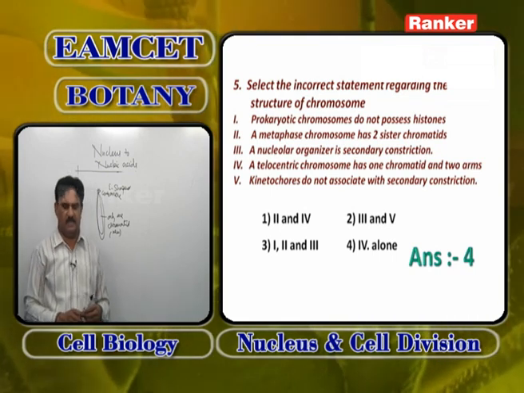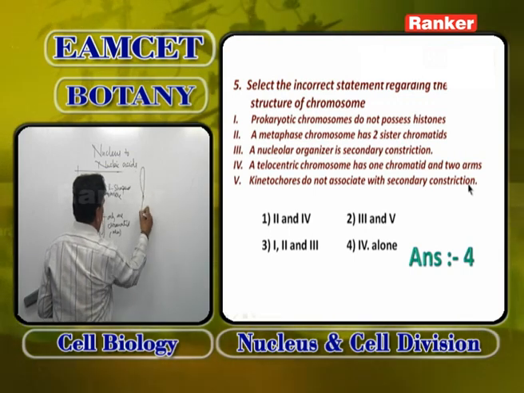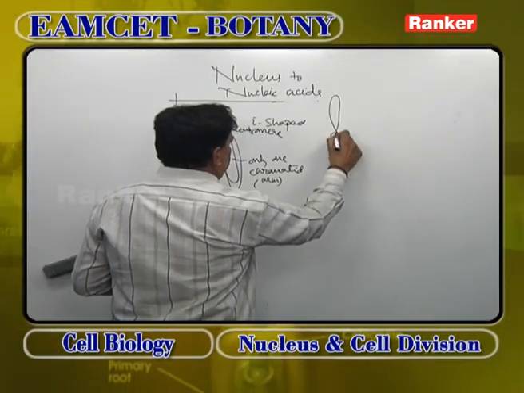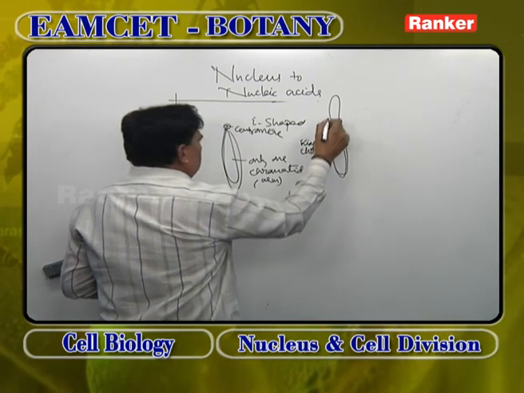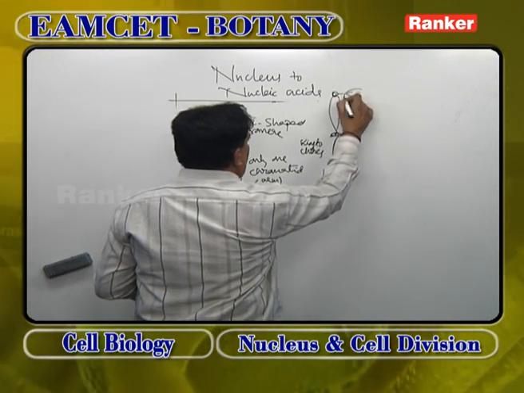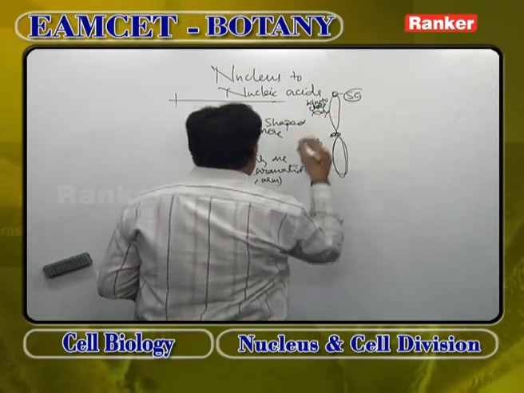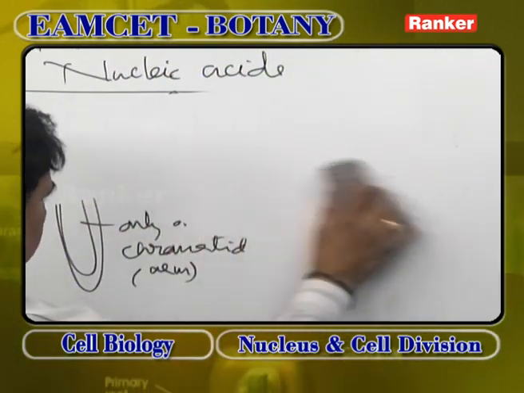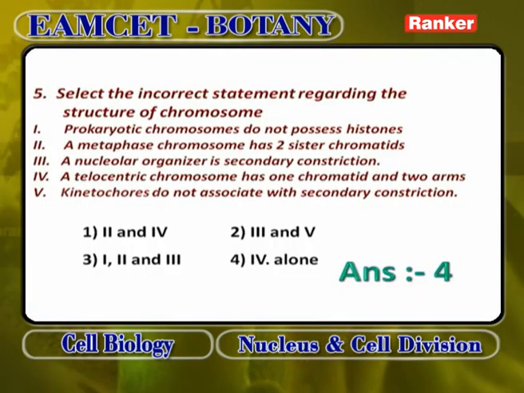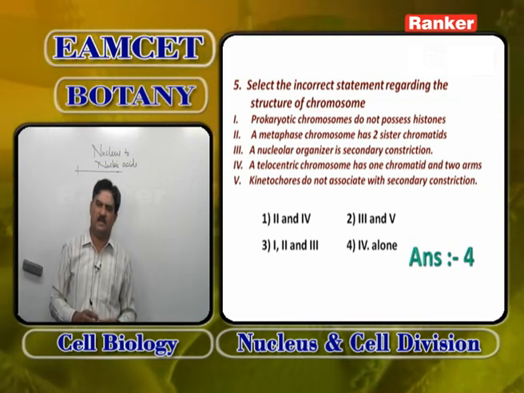Kinetochores do not associate with secondary constrictions. In any chromosome, the primary constriction will be at the center and this primary constriction contains a special protein disc called kinetochores. The secondary constriction will not have kinetochores. Because of the absence of kinetochores, the chromosomes cannot bend at the point of secondary constriction. The spindle fibers also cannot attach there because this portion does not possess protein discs called kinetochores.